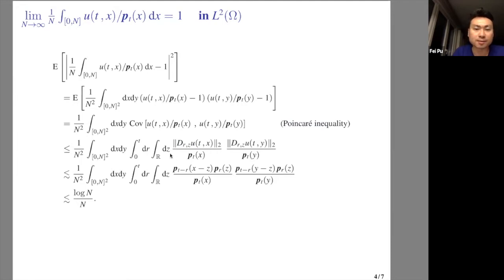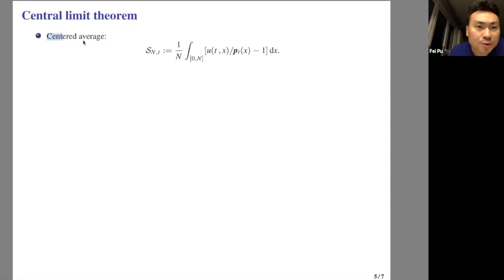All right, so this is some basic computation on the law of large numbers. Now let's look at the central limit theorem. Here, I introduce a new notation, S_{N,t}. S_{N,t} is called the centered average. It is defined as 1 over n times this integral. So this is the centered variable. In the previous slide, we proved that the second moment of S_{N,t} converges to 0. In fact, in the previous slide, I should say that the second moment of S_{N,t} is bounded above by a constant times log n over n.